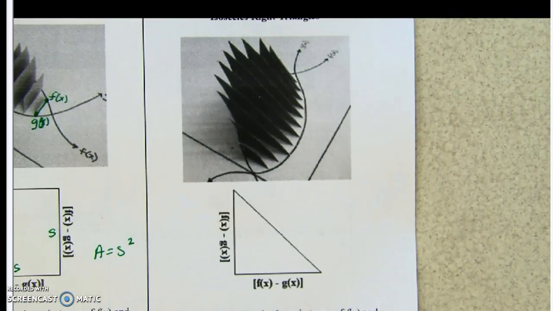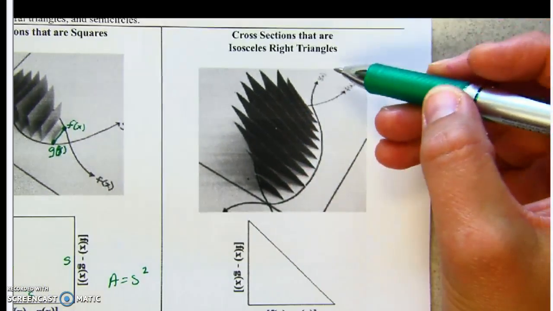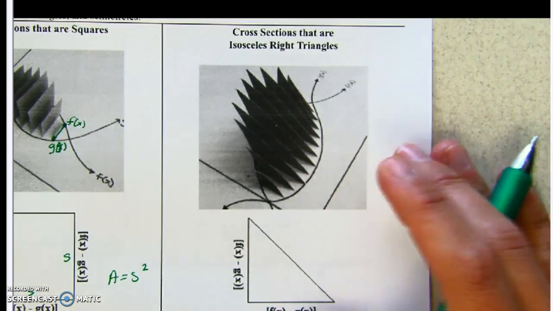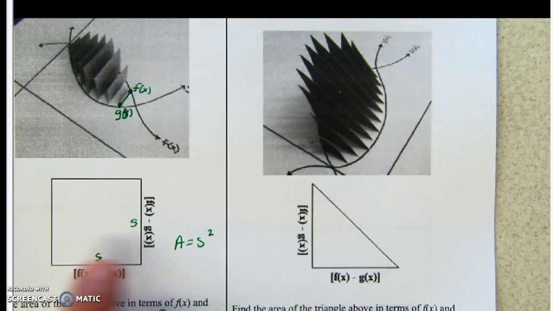Okay, so let's look at this. These are neat. These are isosceles right triangles, which means, what do you notice about this and this?